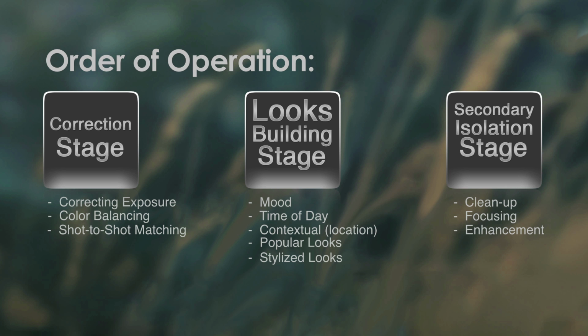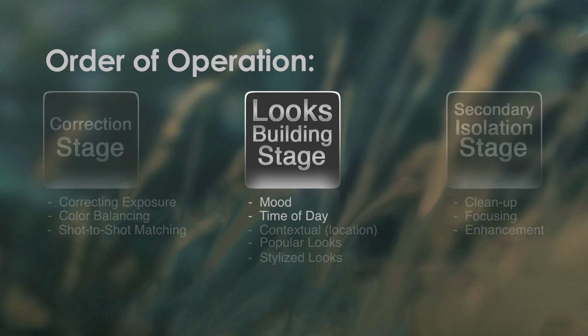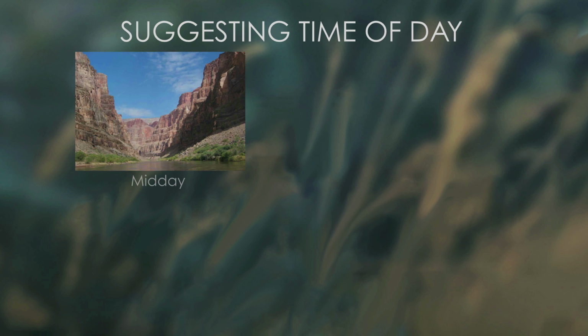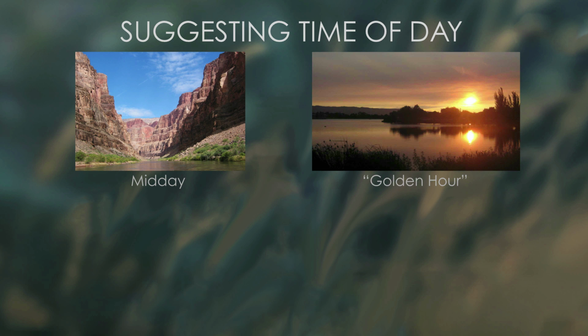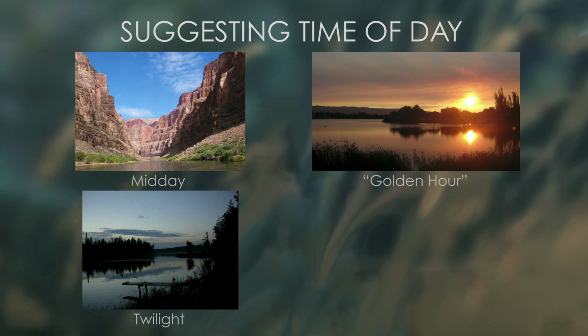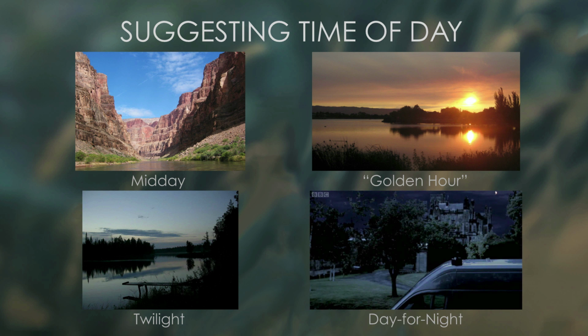Continuing with our looks building stage, in this tutorial, we'll be covering how to suggest different times of the day using DaVinci Resolve. This is a requirement you may sometimes face from either the screenplay or the director, where a scene is supposed to take place at a certain time of the day, but in fact, principal photography might have taken place at a different time. In this tutorial, we'll suggest 4 common times of the day, starting with midday, golden hour just before sunset, twilight just after sunset, and finishing with a quick and easy day for night.